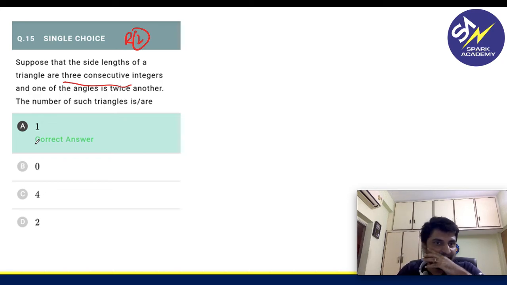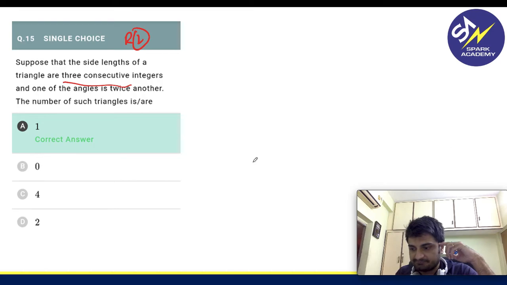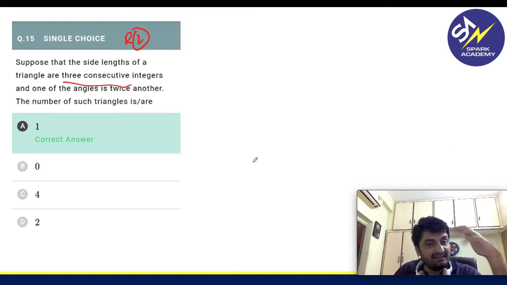Now suppose the sides of the triangle are 3 consecutive integers, and one of the angles is twice the other. Then the number of such triangles is. So basically what did he say? This is again very lengthy. You can either do it by hit and trial, or actually this is very lengthy, guys.